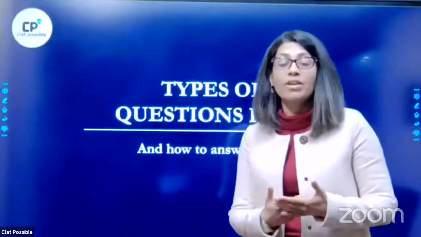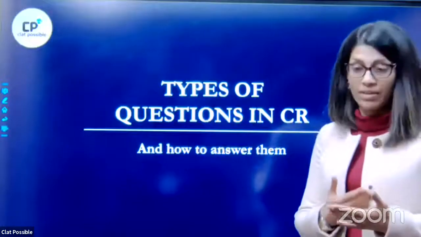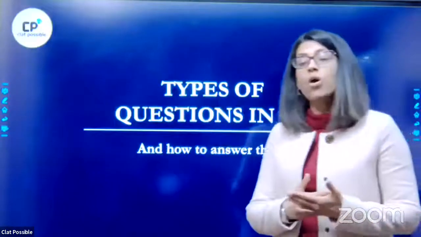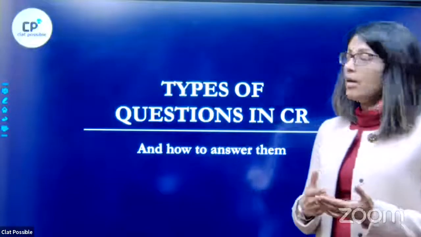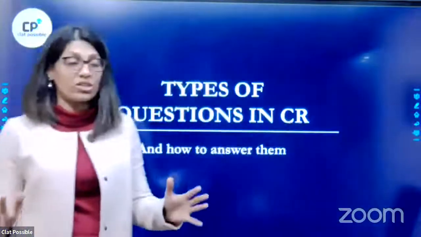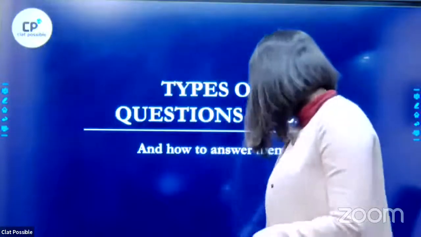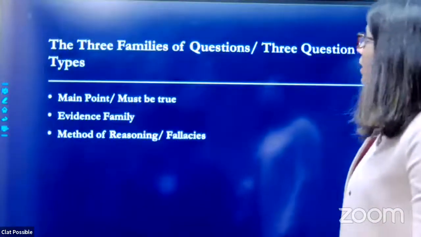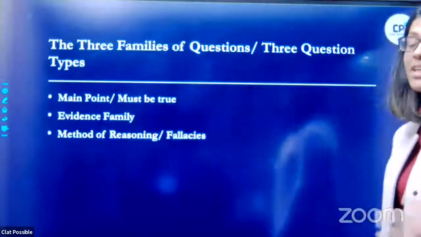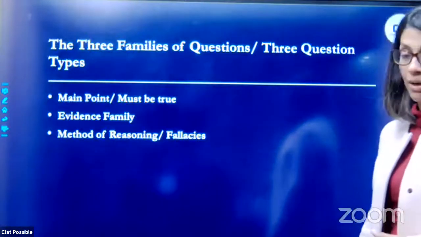Many questions differ in their approaches. Many questions differ in the type of content that you have to use to answer them. And this is what today's class aims at doing. It will show you different families of questions that exist, what is the type of question that comes most in the exam, and how to think in terms of answering those questions. So without further ado, let me start with how I like to see these questions in critical reasoning.